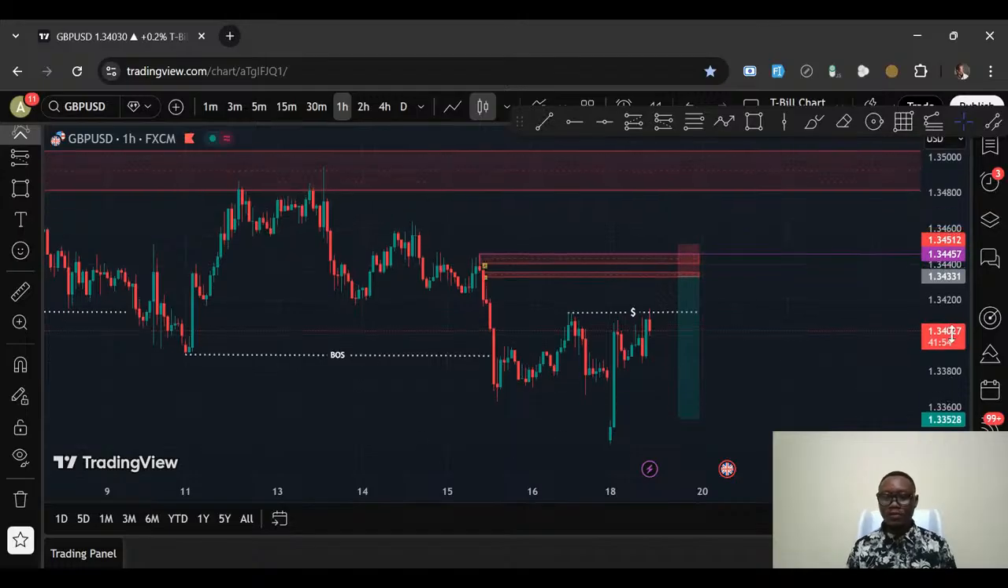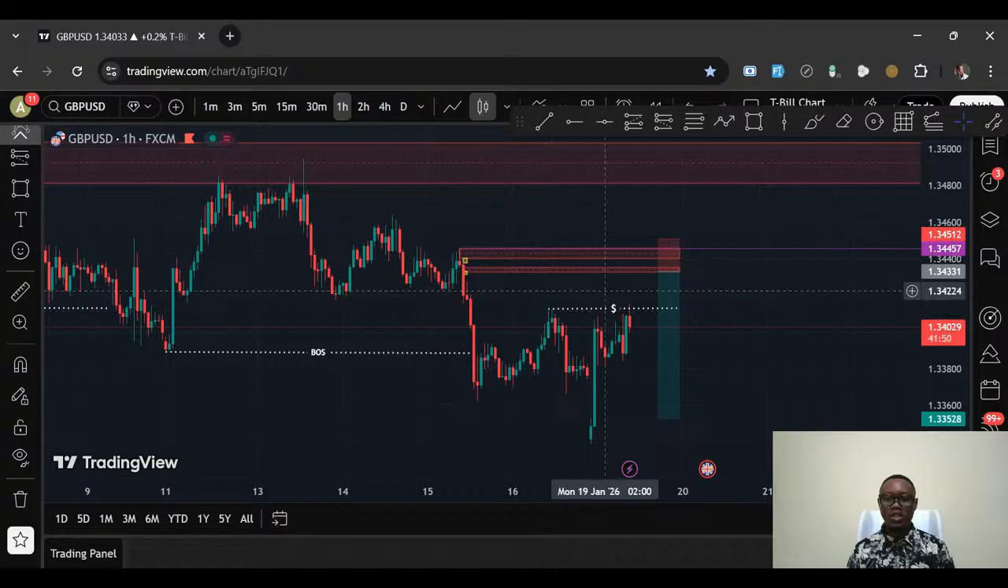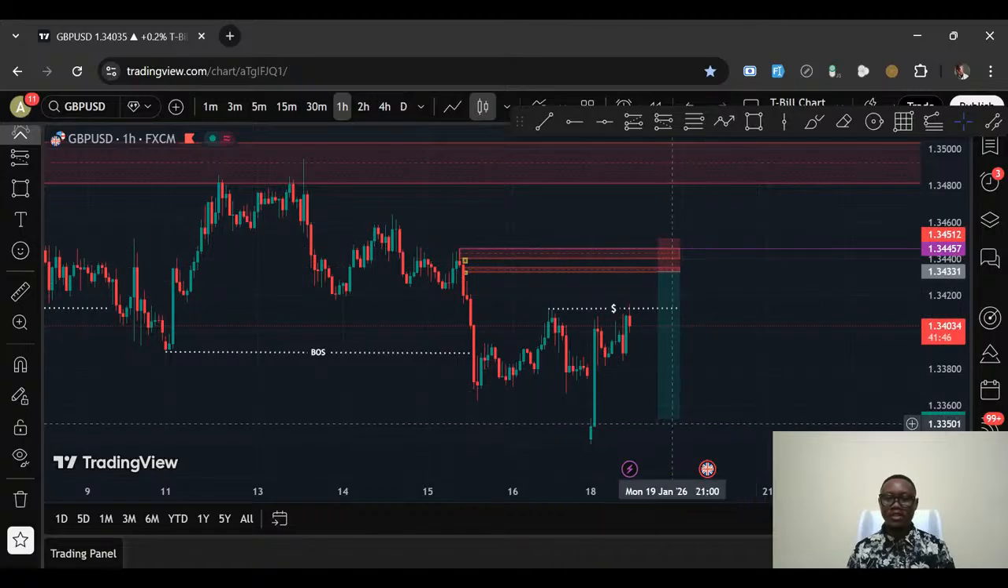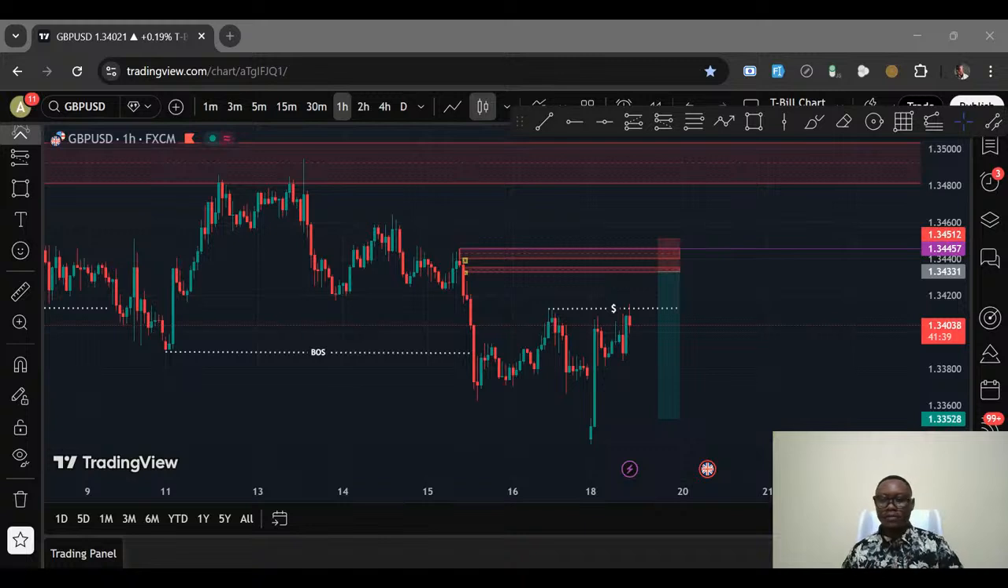All right, are we good? This is what I'm expecting for GBP USD. I sell at this zone, then we take our TP right here at the next demand zone. Okay. Are we good?